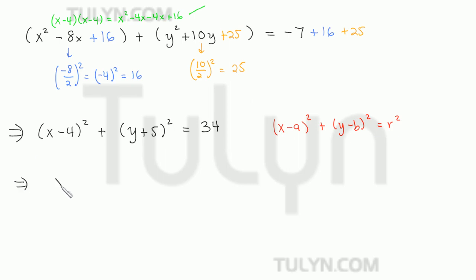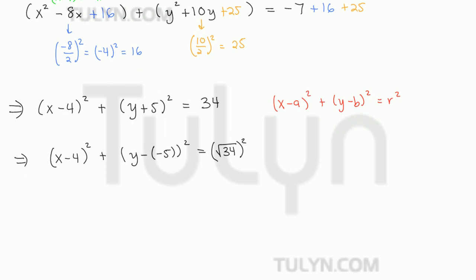So (x minus 4) squared is fine, but this y plus 5, you can write it as y minus negative 5, squared, since y minus negative 5 is just going to give you y plus 5. So all we're doing is rewriting it. And 34, since we want it to look like r squared, I want you to notice that if you take the square root of 34 and then square it, it's going to give you the same thing. So now our equation looks like this.